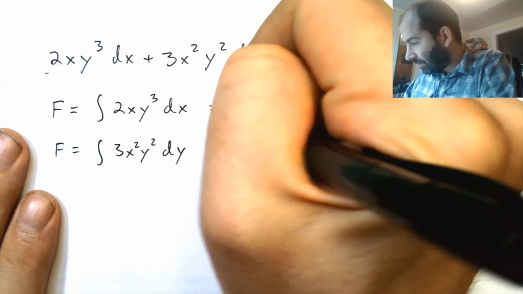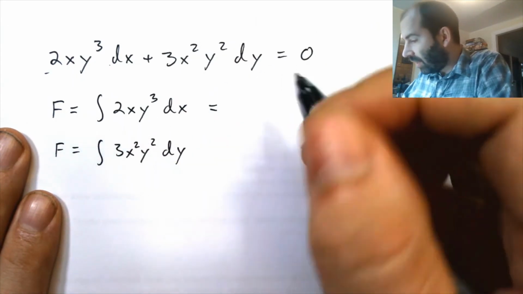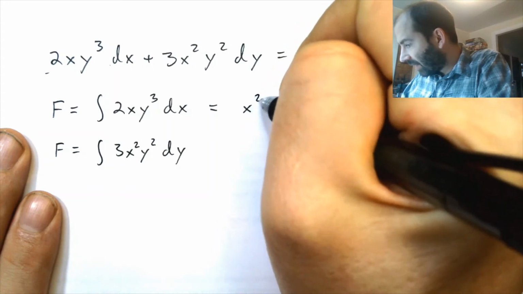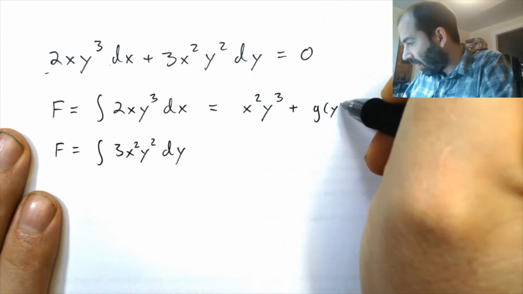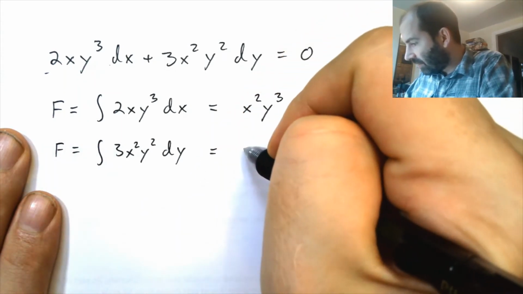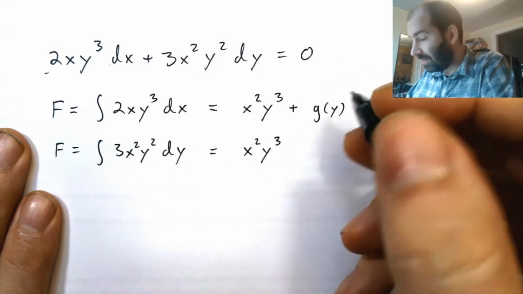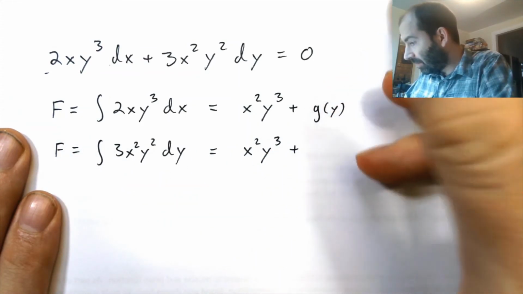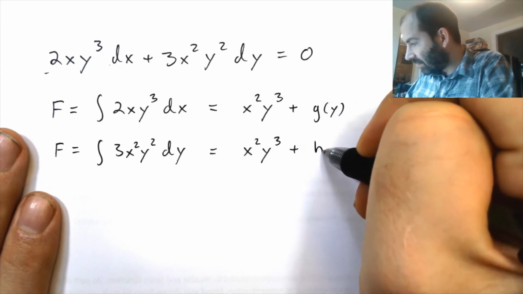Well, thinking of y as a constant here, the antiderivative with respect to x is just x squared y cubed plus some function of y. And what's this one? It looks like x squared y cubed. I'm treating x as a constant, right? Plus some function of x.